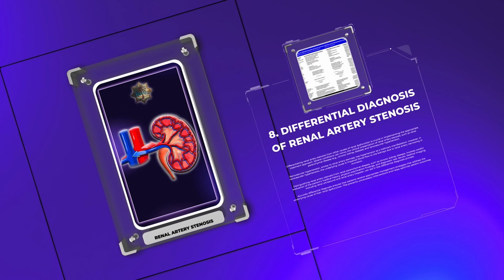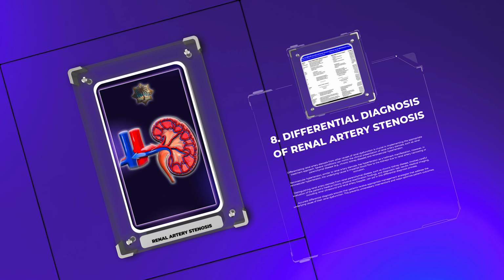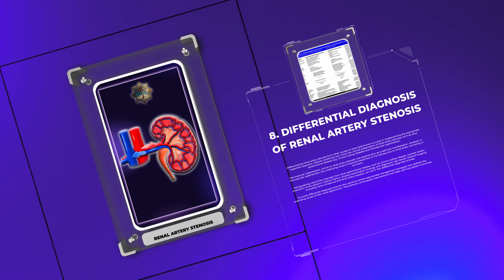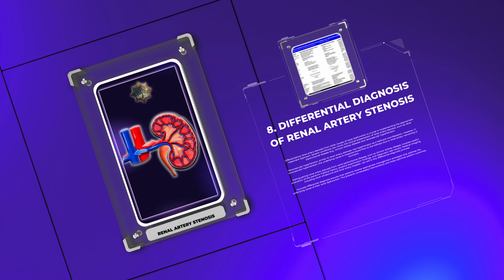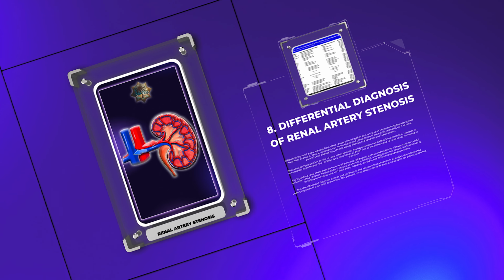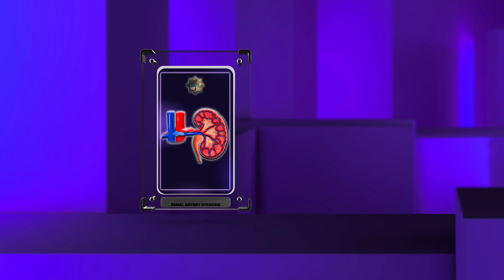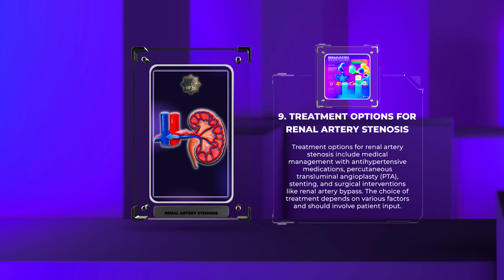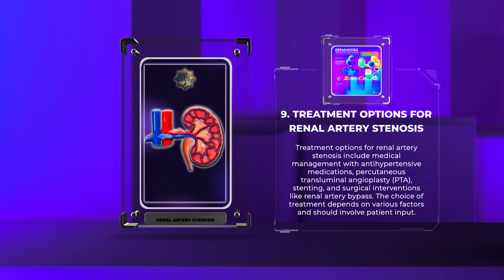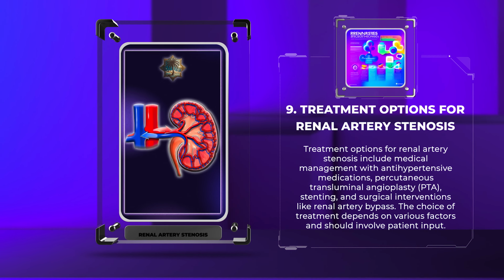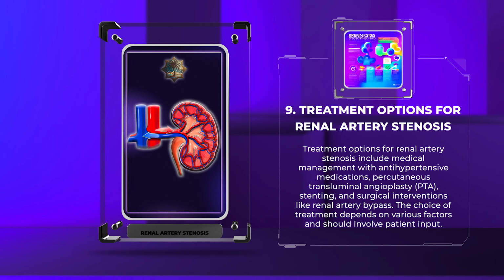Medical imaging, including renal ultrasound and renal artery Doppler, can aid in this differential diagnosis process. Accurate differential diagnosis ensures that patients receive appropriate management strategies that address the underlying cause of their renal dysfunction. This prevents unnecessary interventions and helps optimize patient outcomes. Treatment options for renal artery stenosis include medical management with antihypertensive medications, percutaneous transluminal angioplasty, PTA, stenting, and surgical interventions like renal artery bypass. The choice of treatment depends on various factors and should involve patient input.